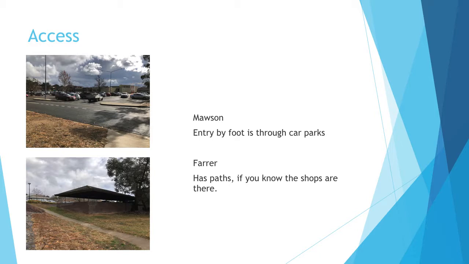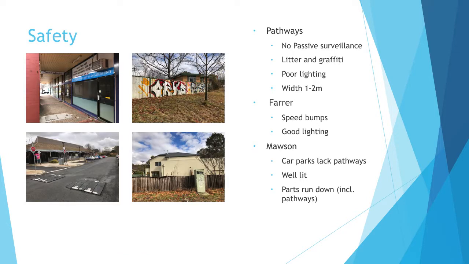Safety, I'm just going to split this into three groups. The pathways: there's little or no passive surveillance for the entire 3.7 kilometres. In places you're very isolated, a long distance from any sort of building. There's littering and graffiti along the whole route.